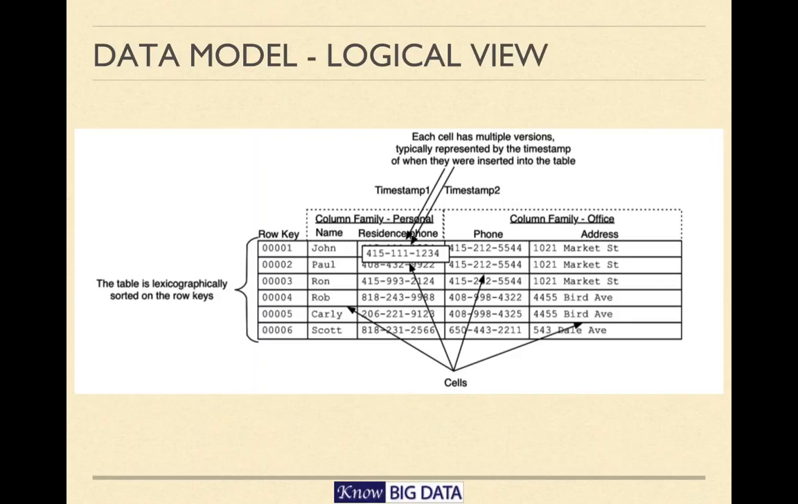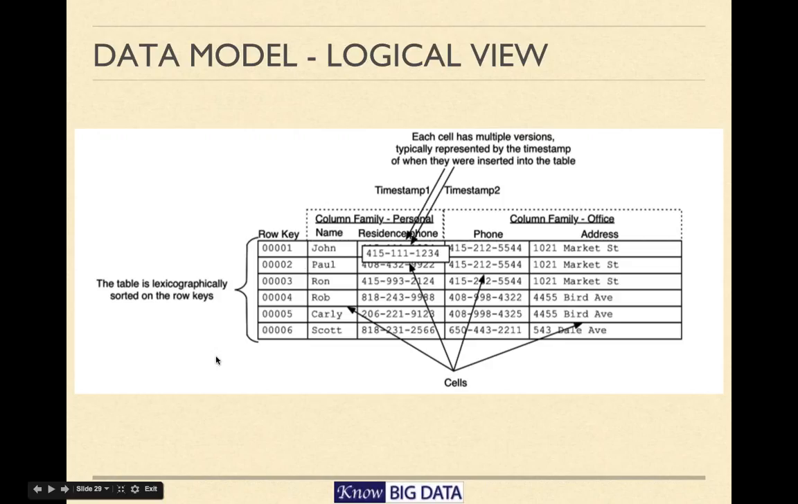Alright, so you can see that here there is this nice table. It has row keys which are ordered, you can see that, and it has two column families. One column family is called personal and the other column family is called office. Inside the personal column family you have name and residence phone. In the office column family you have phone and address. Please keep a note that two different column families can have the same column qualifier. It could have been phone instead of residence phone.